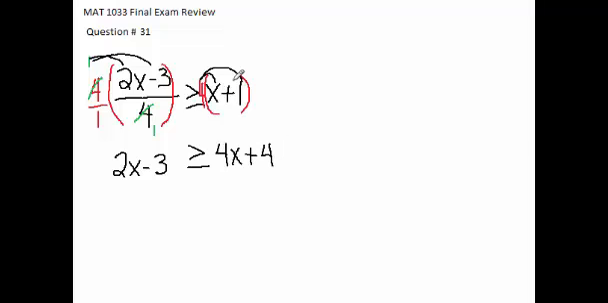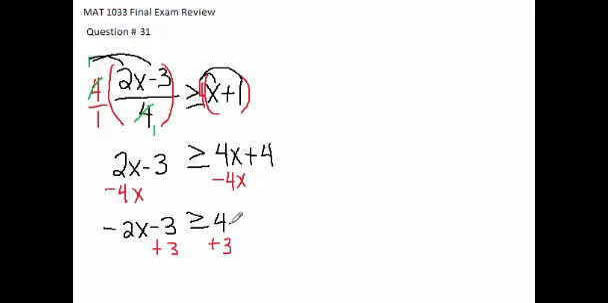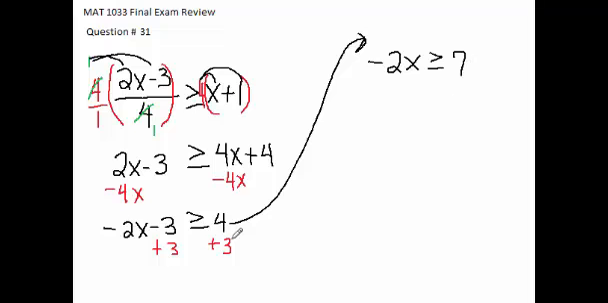Now we want to isolate the variable on one side, so we're going to subtract 4x from both sides. We end up with negative 2x minus 3 is greater than or equal to 4. And then we're going to add 3 to both sides. Again, we're trying to isolate this variable on one side so that we can come up with the solution set. Negative 2x is greater than or equal to 7, 4 plus 3. And then, here we go.